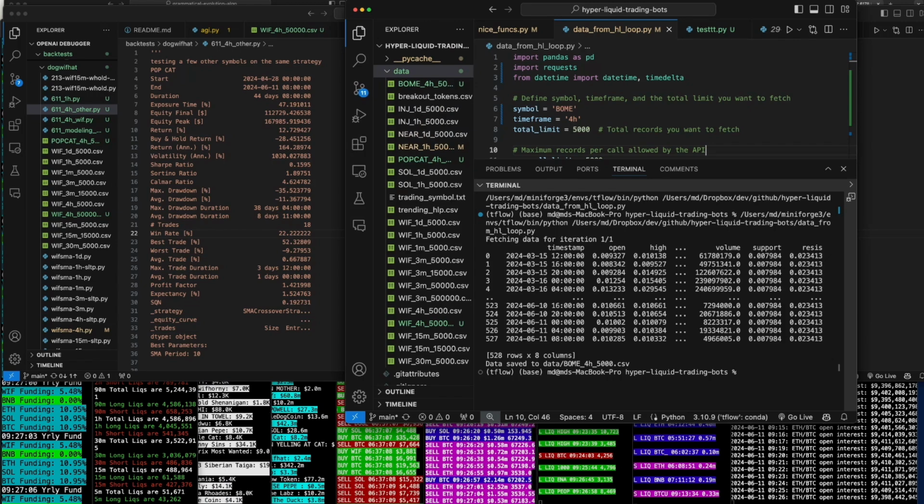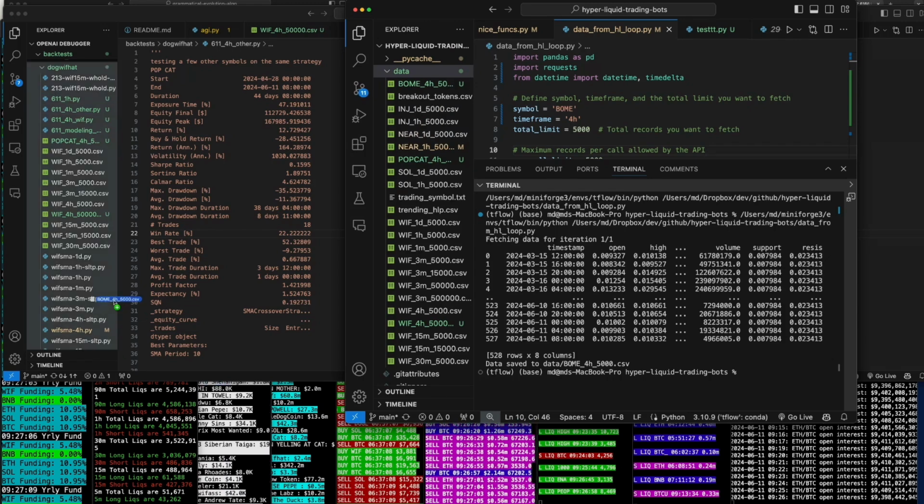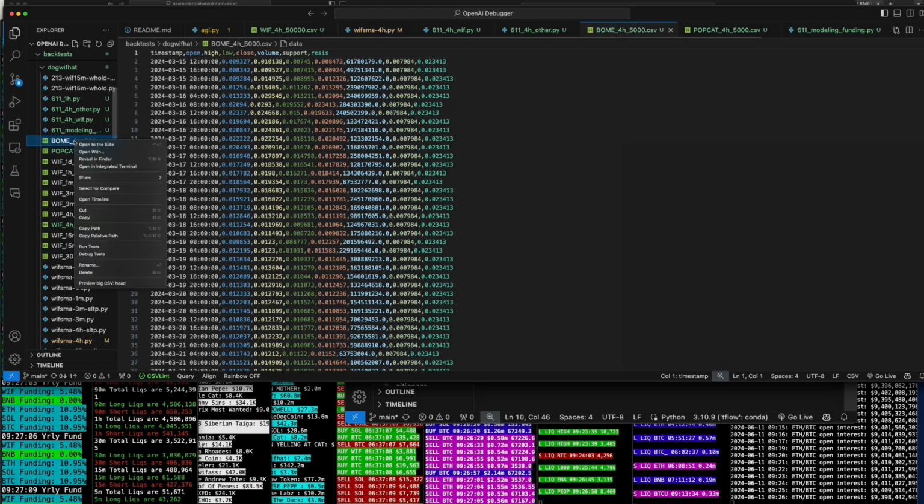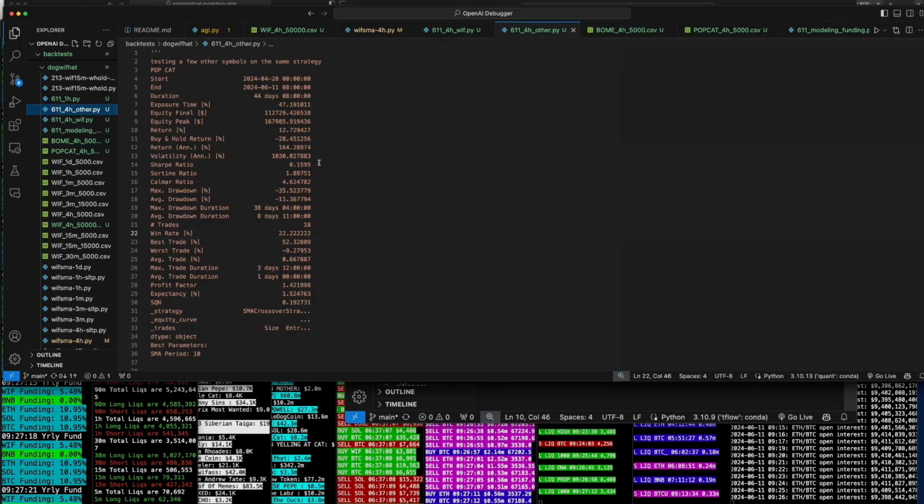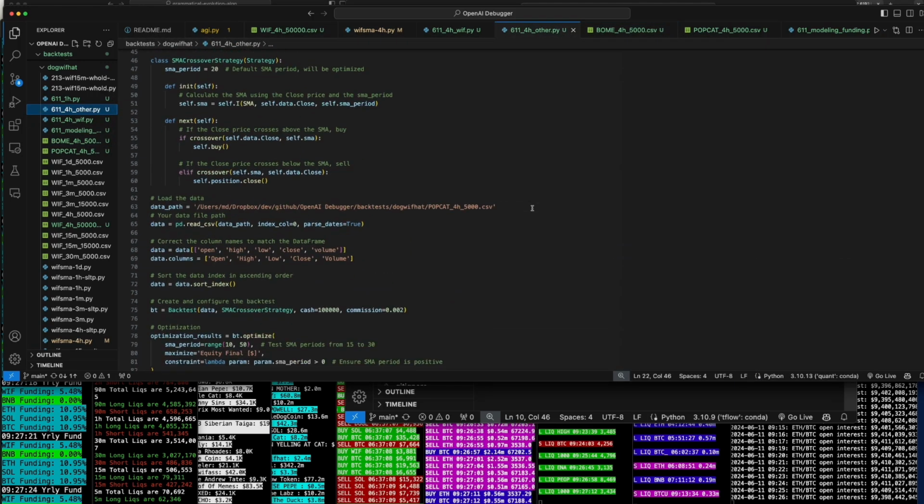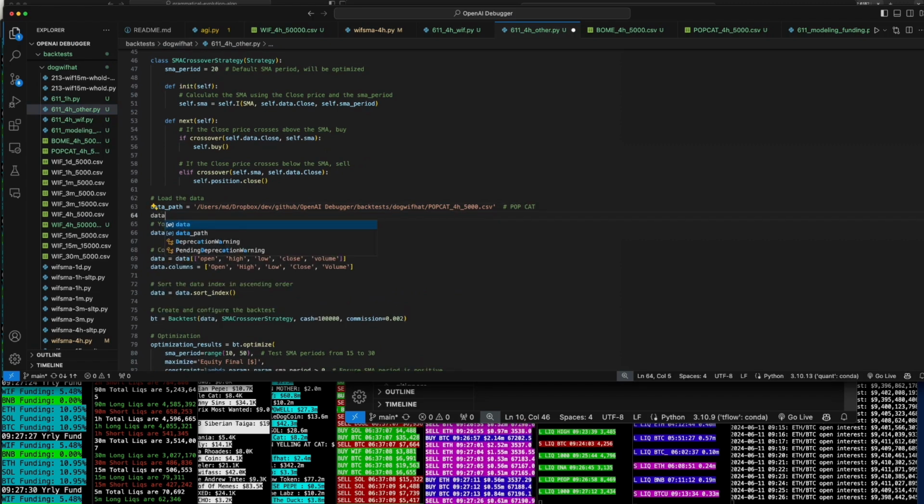What is Bohm? I don't know. Copy relative path. Copy path. Okay, 611, modeling, 611, other. Yes, other. Let's call this one Popcat here. This one we call data path equals Bohm. All right, let's run it.